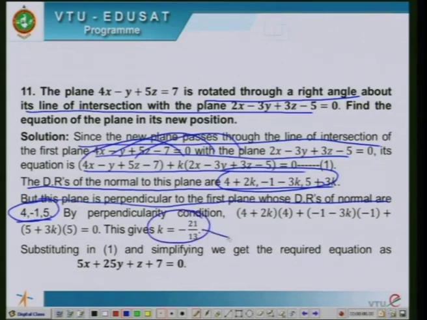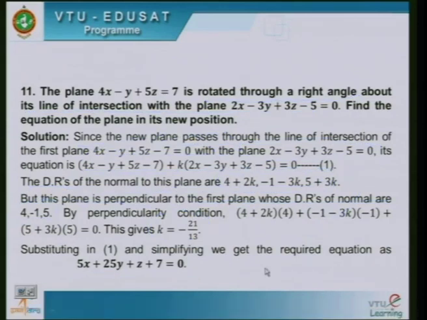Substitute this back in equation 1 here, take the LCM like it was illustrated in the previous example and simplify to get the required equation of the plane, which is 5x plus 25y plus z plus 7 equal to 0. Now, we will move on to the next example.